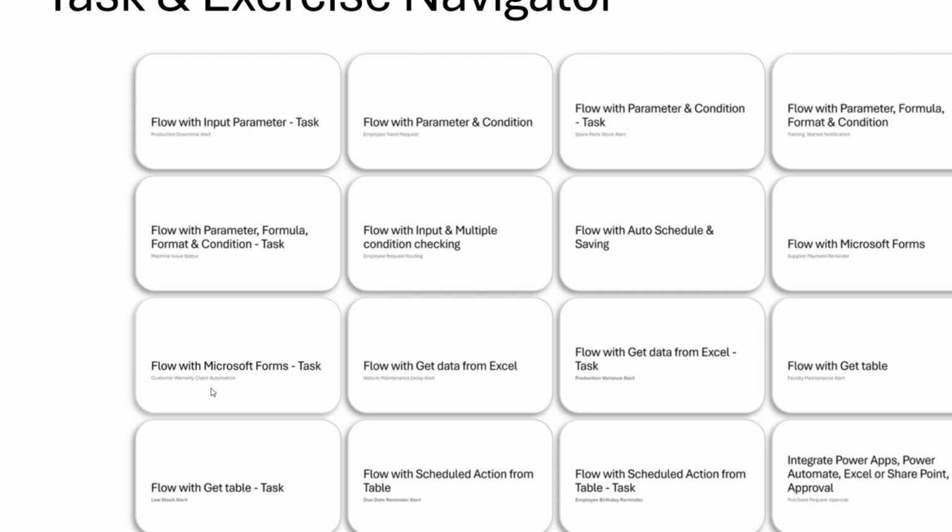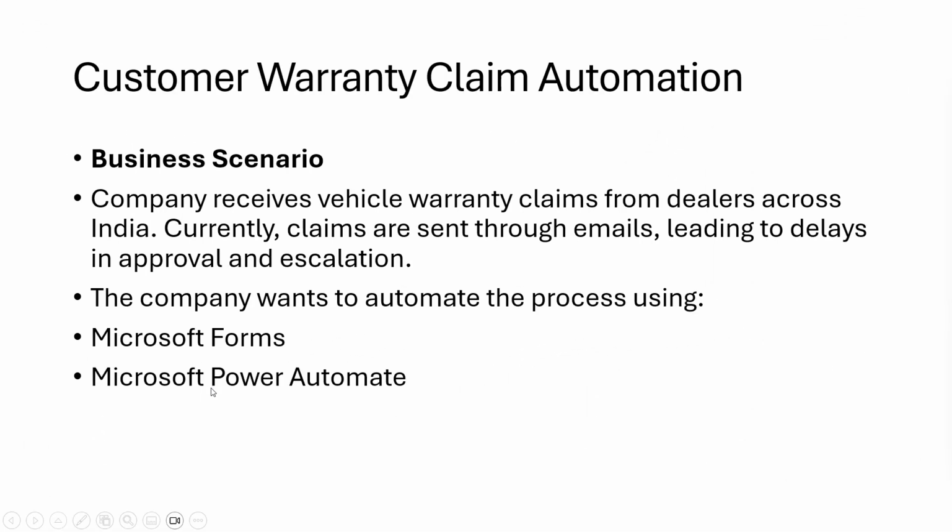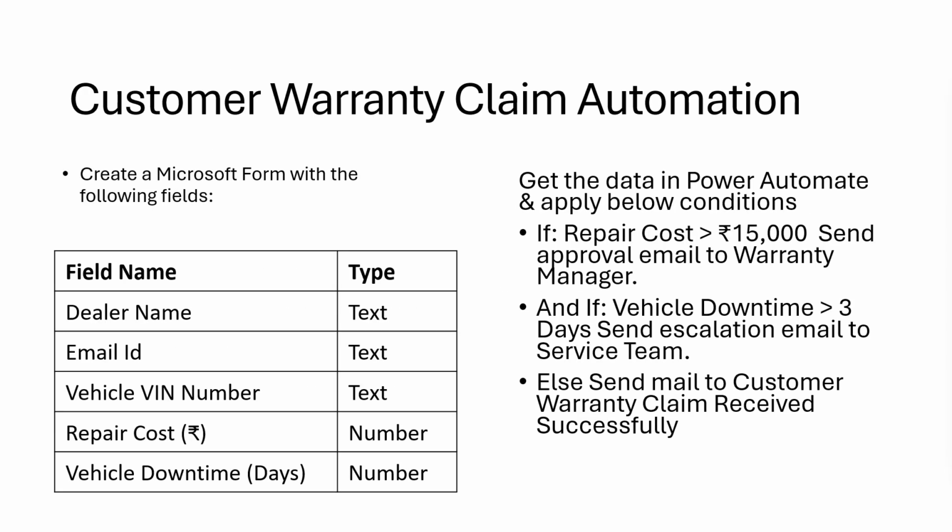So first one is create a form. A customer warranty claim, you have to create a form. First, on the left hand side the form fields, on the right hand side the conditions. Try. Please try. Because if you are facing hurdles, I will help you. But please try. First create a form.